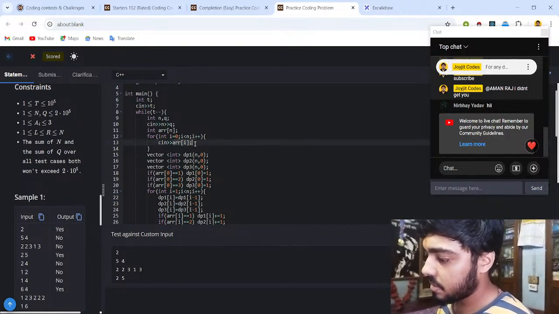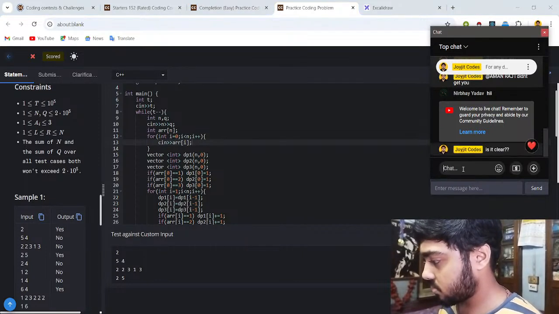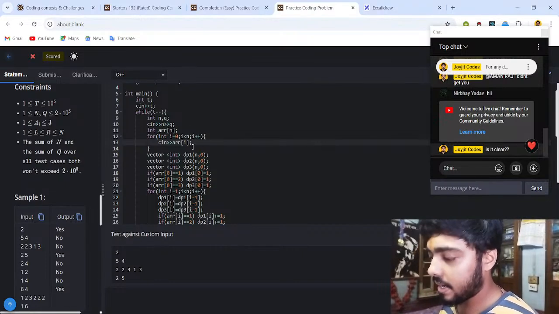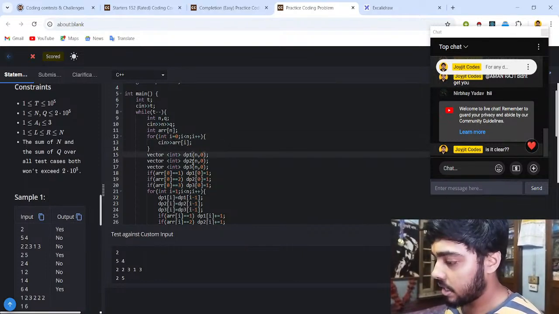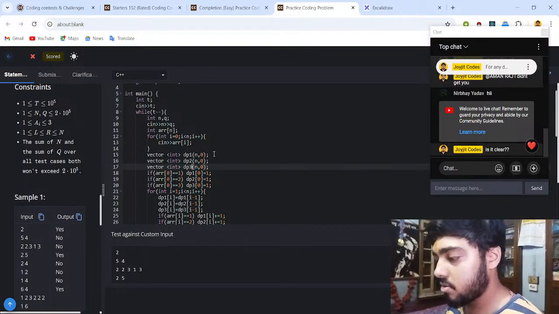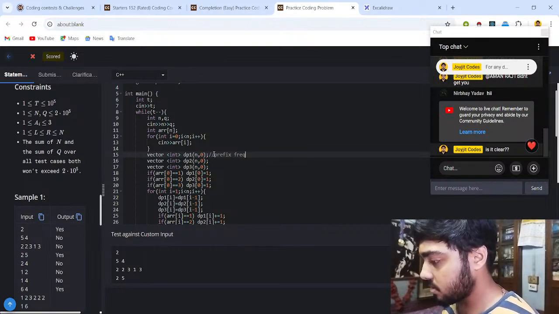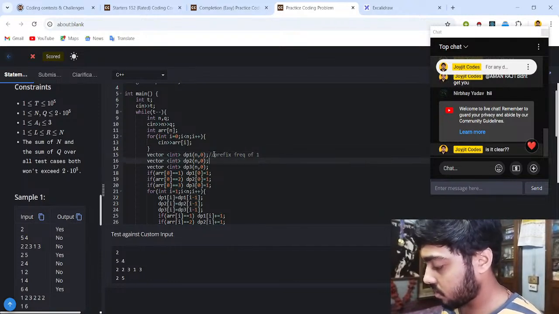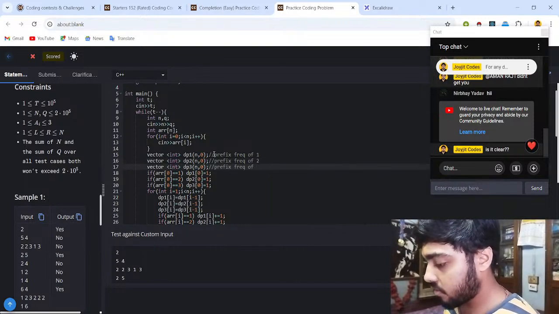So over here, I'm taking an array and taking its input. dp1 is the number of ones, dp2 is the number of twos, and dp3 is the number of threes. What does dp mean? dp is prefix frequency: prefix frequency of 1, prefix frequency of 2, and prefix frequency of 3.